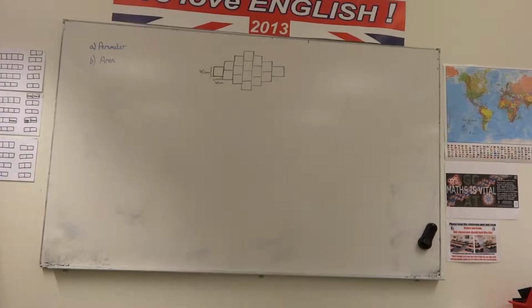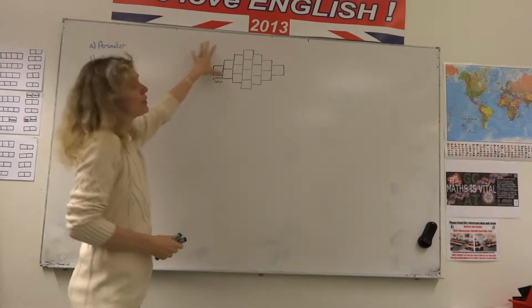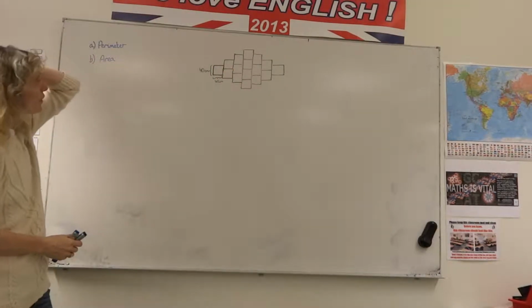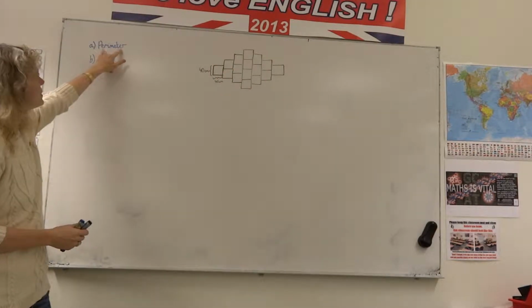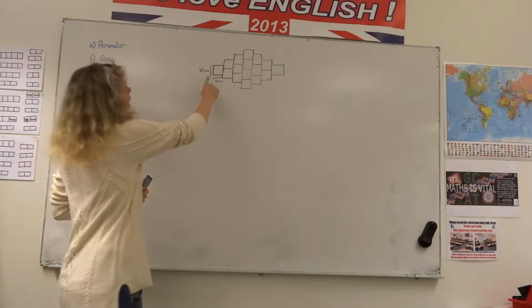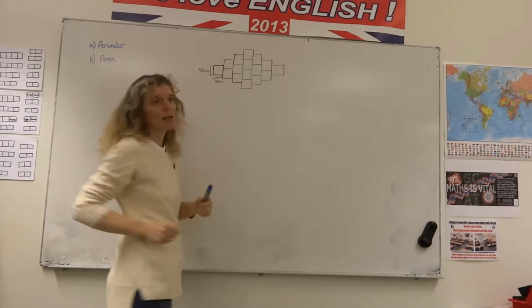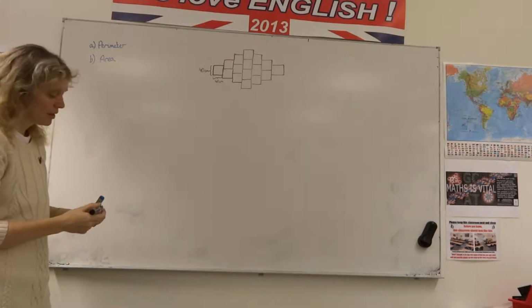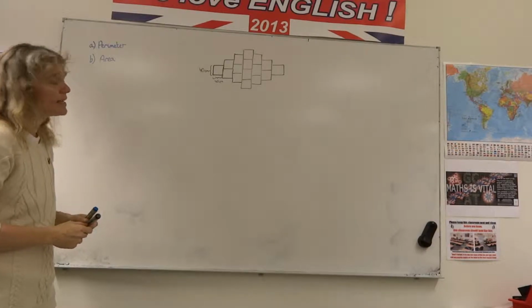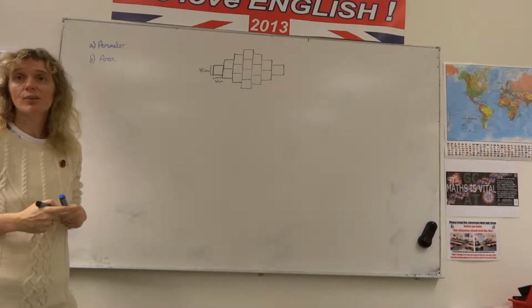We have a series of tiles, and they're put in a pattern like this. And the question is, what's the perimeter? How much edging is needed around these tiles? Well, the easiest way to work out that is to work out how many edges we have.